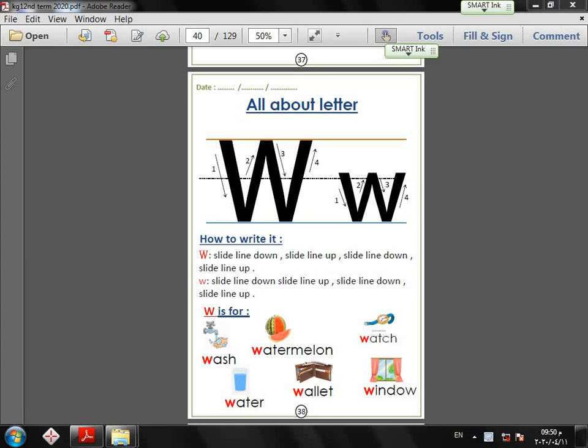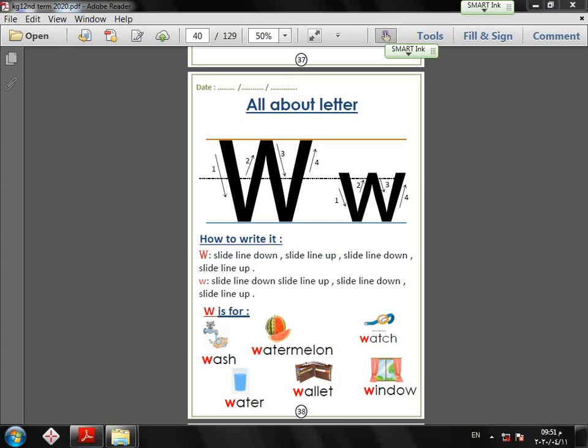Slide line down. From the starting dot, I will start my letter. Slide line down, slide line up, slide line down, slide line up. There's no curve in letter W, and the sound of this letter, W. And small W, slide line down, slide line up, slide line down, slide line up.